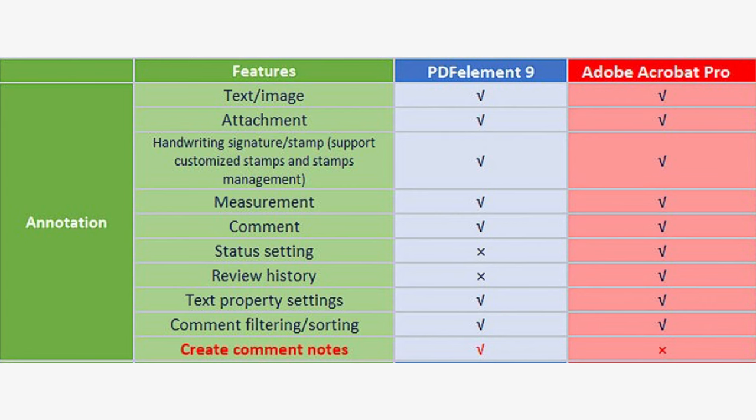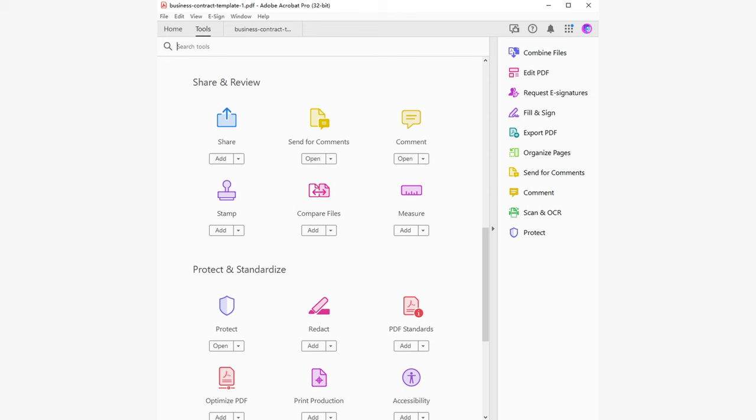There are a few more differences between the features of both apps, but the most important one is Create Comment Notes, which is exclusive to PDFelement. First, let's look at the annotation features in Adobe Acrobat Pro. There are some ways to annotate a PDF within Adobe Acrobat Pro.